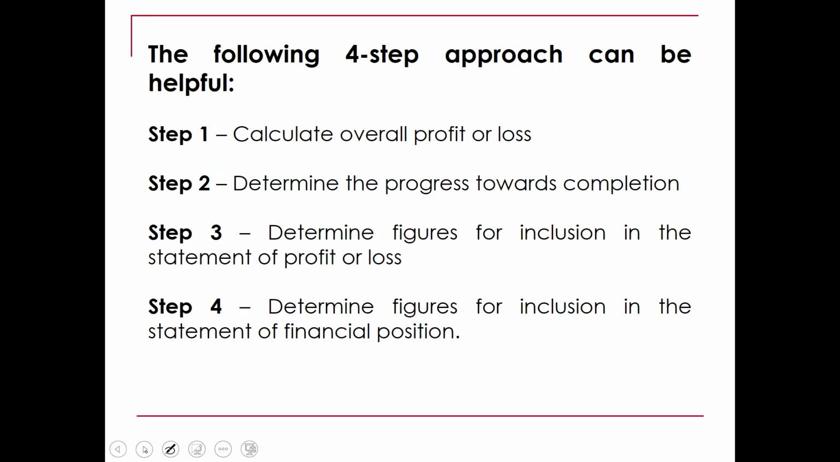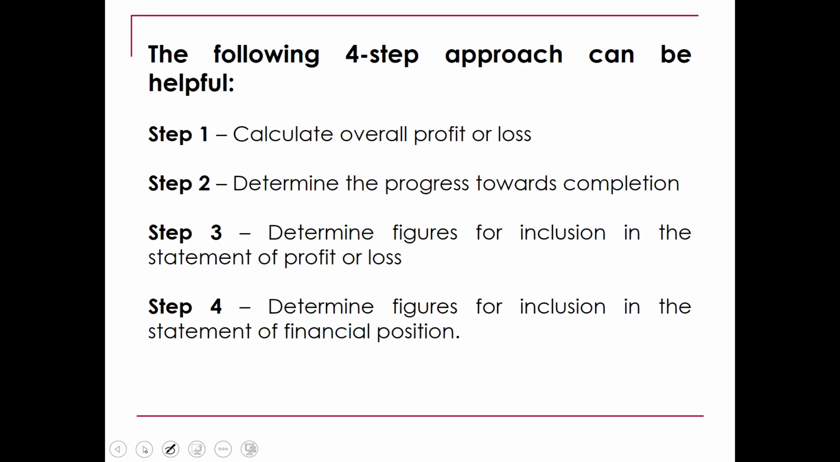There's a 4-step approach that we need to follow, so you need to be careful if you're asked a question in an exam. These are the steps that you need to follow. If the question is asking you about the amounts that we are including in the statement of profit and loss, you need to know you are calculating up to the 3rd step. If the question wants you to highlight what we are going to recognize in the statement of financial position, you are going all the way to the 4th step.